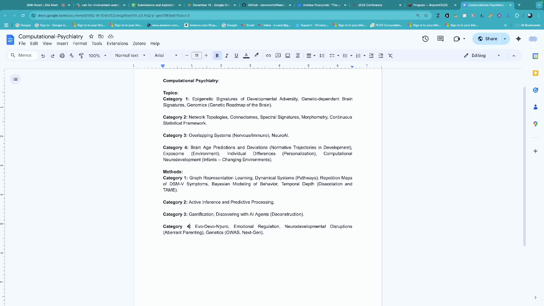Then in that same category, we have emotional regulation with neurodevelopmental disruptions, which was summarized in some of the stuff posted there as aberrant parenting. And then, of course, your genetics methods, which are GWAS and next-gen sequencing. So all those things fit in this category of looking at change over time, regulation, evolution, disruptions in the trajectory of development, and then the genetic basis for that. So we have all these things in category 4.